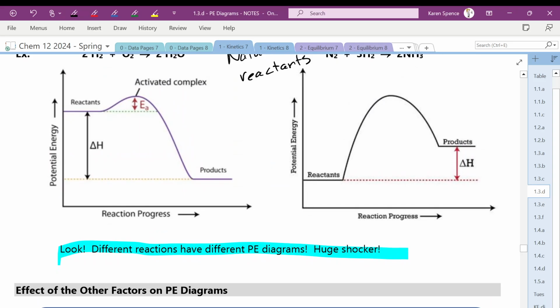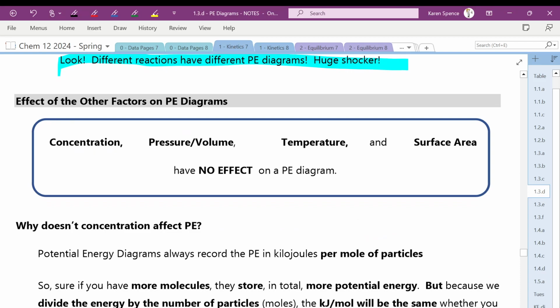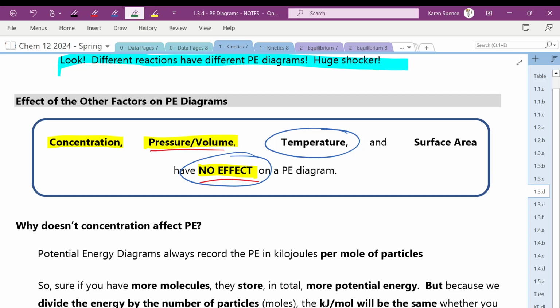So, nature of reactants does not really affect the diagram other than the fact that it is what it is. Yes? Okay, good. How do other factors affect the diagram? Concentration has no effect on the diagram. Pressure and volume have no effect on the diagram. Temperature has no effect on the potential energy diagram. And surface area has no effect on the potential energy diagram.